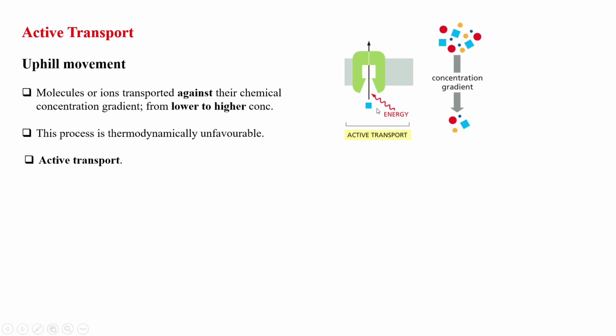Now, if any molecules try to transport or move from lower to higher concentration, from this direction to these directions, then it requires energy because this process is thermodynamically unfavorable. That's why this process is called active transport. So when molecules or ions are transported against their chemical concentration gradient from lower to higher concentration, that requires energy. That's why it is called active transport.